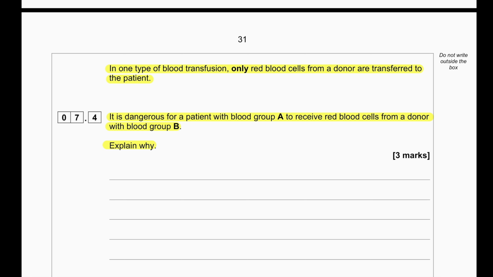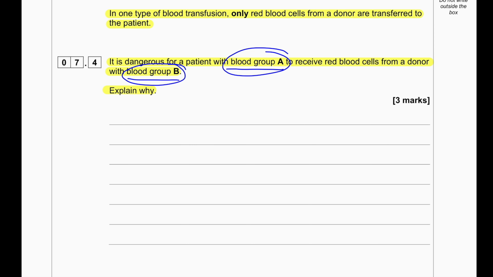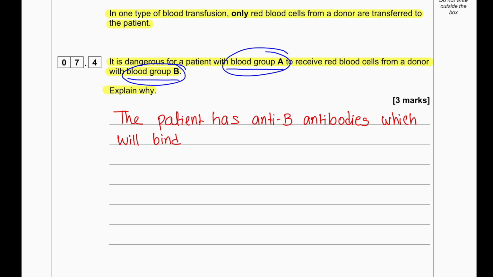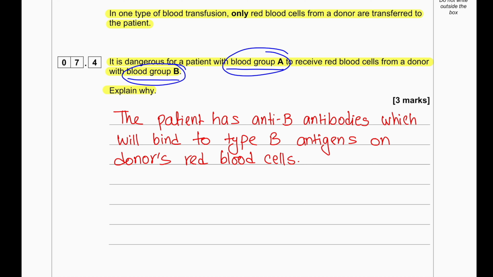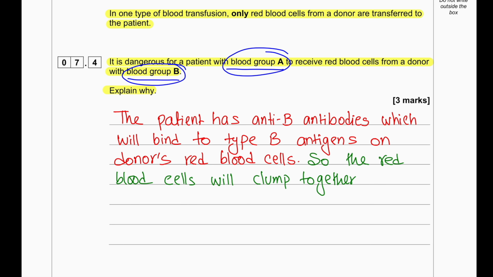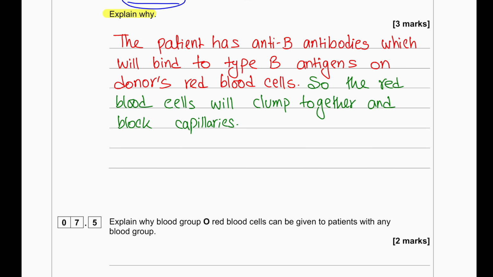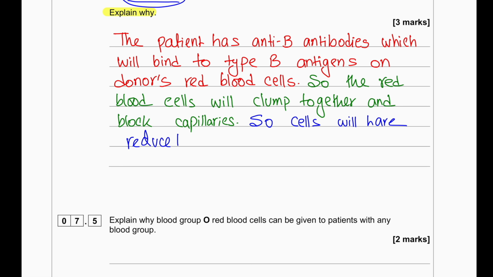So a patient with blood group A is about to receive a blood group B donor's blood. What is the problem? The main problem is that the anti-B antibodies in the patient who has blood group A will bind to the type B antigens on the donor's red blood cells. So those red blood cells given by the donor will clump together, and the clump will be wider than the capillaries. So the cells will have a reduced supply of oxygen because the capillaries will get blocked.